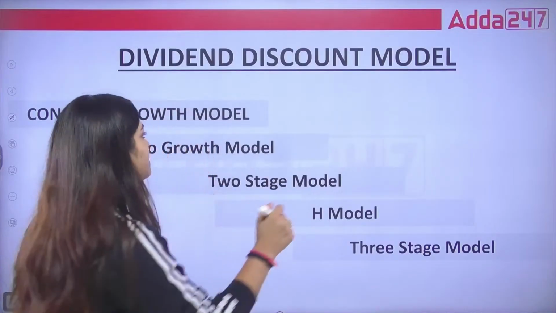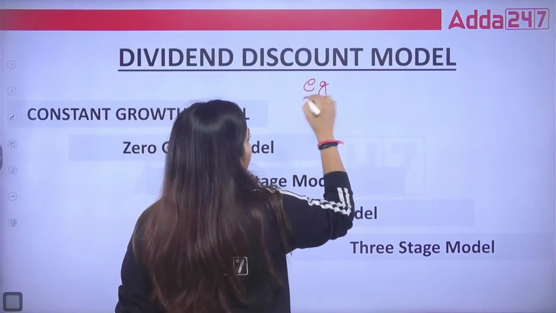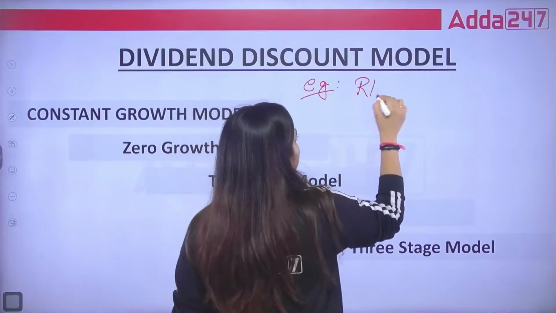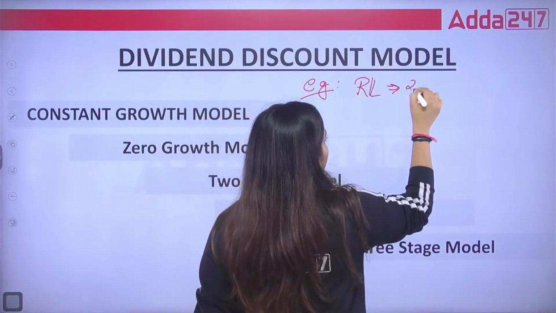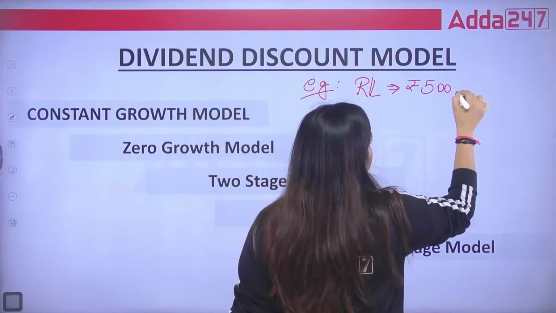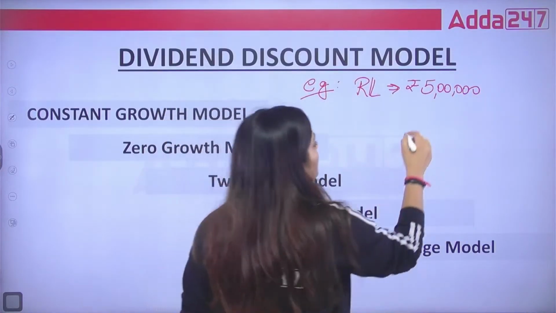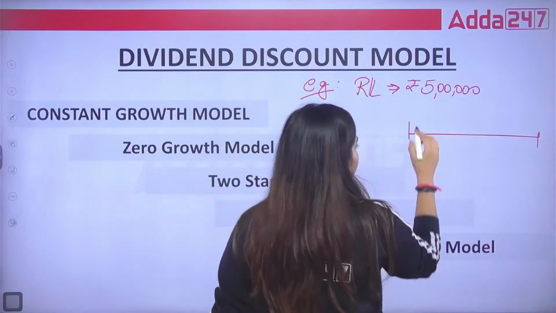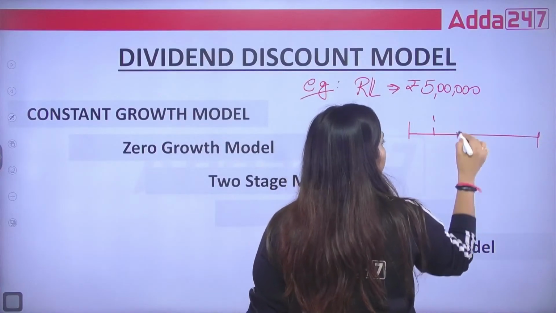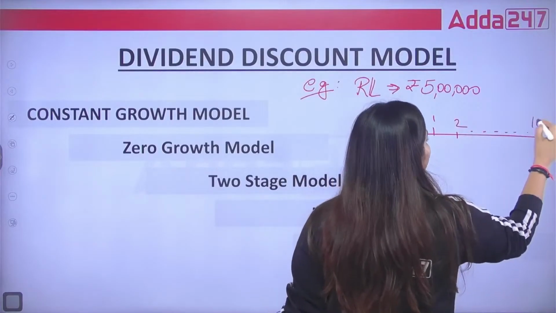Means what? See, here, for example, if you are investing rupees 5 lakhs in Reliance Industry today, this is the amount you have invested in this Reliance Industry. Now, this Reliance Industry will give you returns for 1, 2, till 10 years.